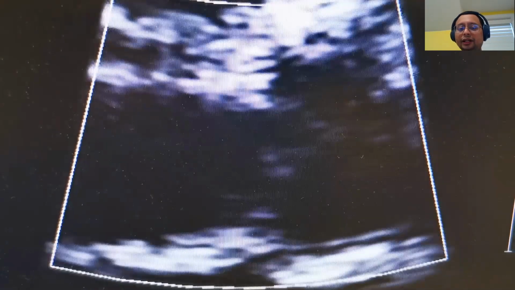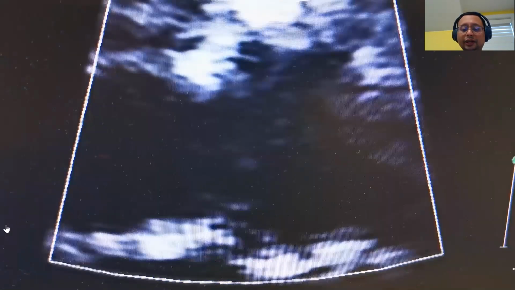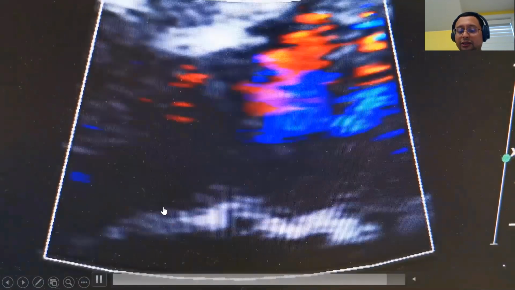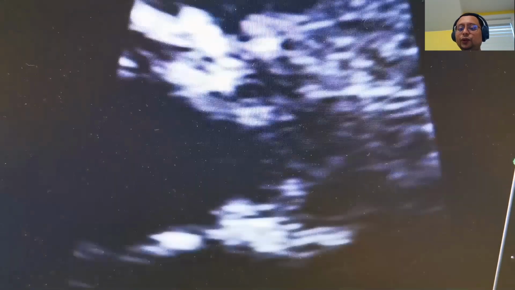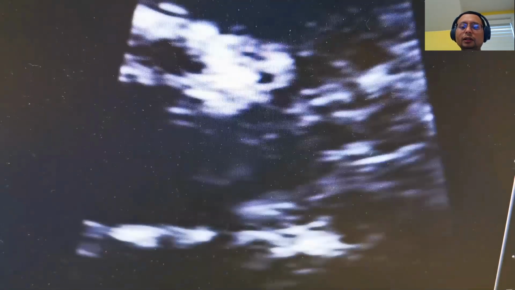So looking at the valve, again, there is no obvious regurgitation. Okay, there is turbulent flow across the aortic valve. That's okay. Right, so we need to see the velocity, whether it's abnormal or not. Okay, this is short axis view. Again, it is not revealing.